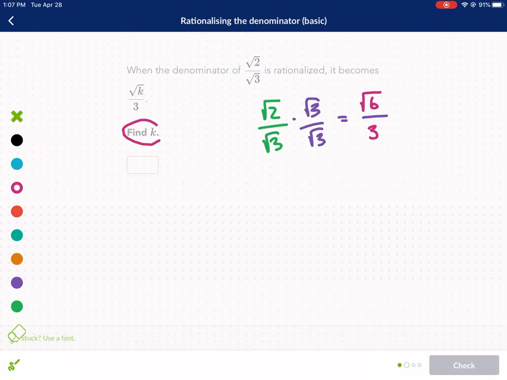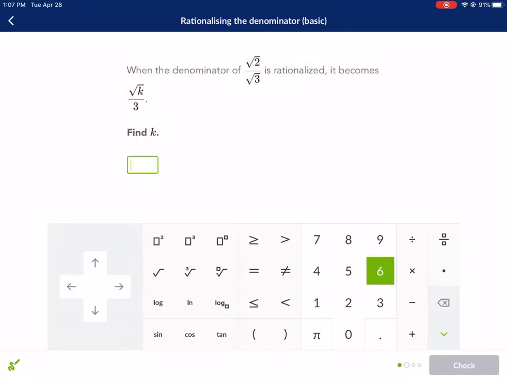So it's asking for the value of k. Since k is inside the radical, the answer is going to be 6. Square root of 6. Okay, it's not looking for what is the value of square root of k. It's just asking for k, so the answer is 6.